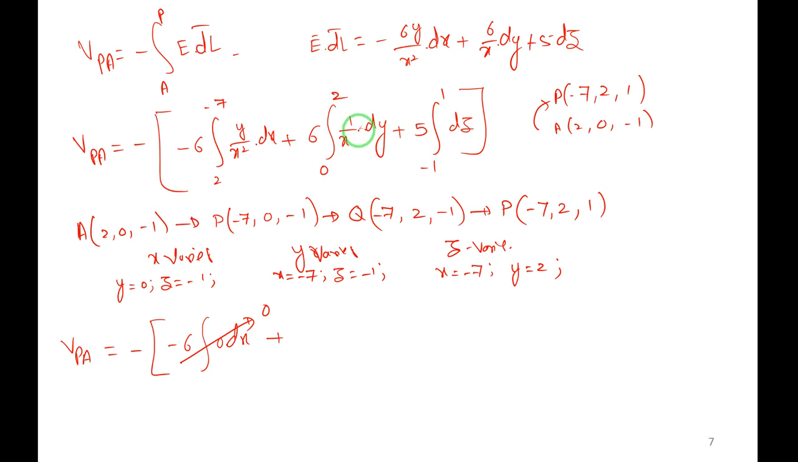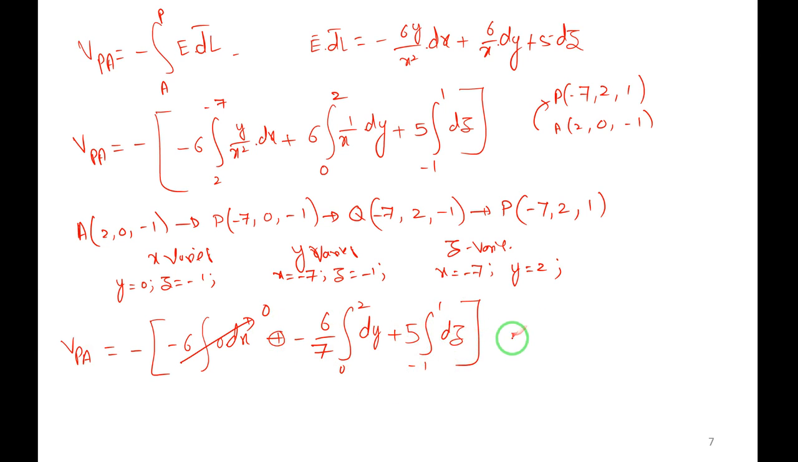I am integrating with respect to y, but whenever y is varying here, what about x? X is minus 7. So I will substitute minus 7, 6 by minus 7. So let me write it as minus 6 by 7. So 6 by minus 7, right? Minus 6 by 7, integration of dy from 0 to 2, plus 5 integration of dz from minus 1 to plus 1.